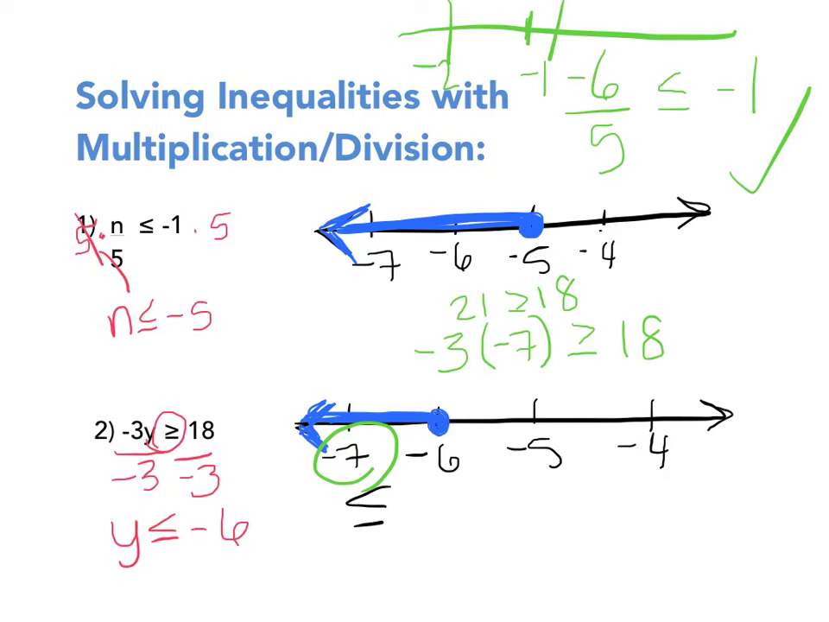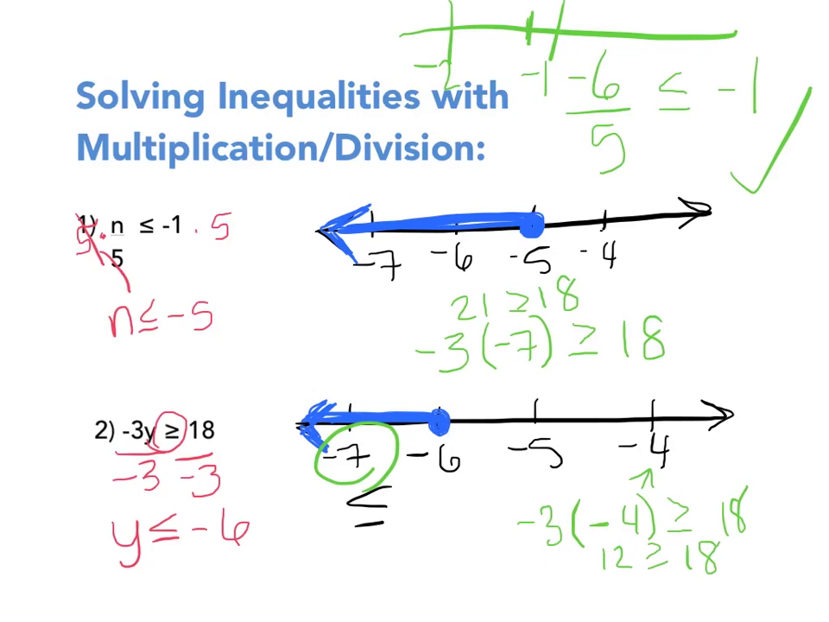Let's see if we were to plug in something like -4. If we weren't to flip the sign, if we forgot that, we would see that we did something wrong because we get -3 times -4, and that should be greater than or equal to 18. And 12 is not greater than or equal to 18. So if you forget to flip the sign, when you do your check, it'll save you from answering the question wrong.